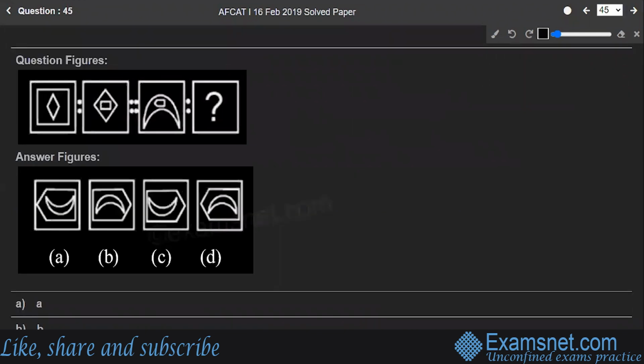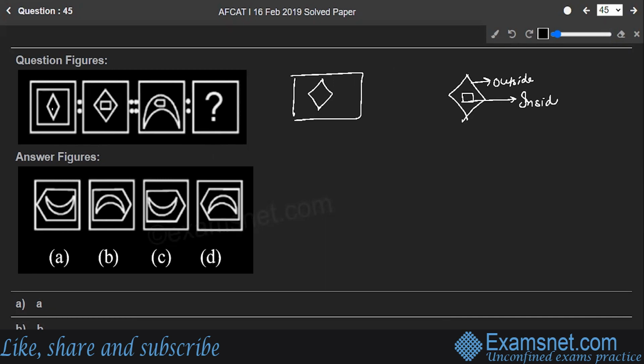Next is question number 45. So same thing, there is a relationship between these two figures. The same relationship exists between these two figures as well. You have to find it out. So if you look at these two figures carefully, this rhombus is inside and this one is outside. Next one, they have interchanged their positions. Rhombus becomes outside and this comes inside. Same thing will happen in this case.